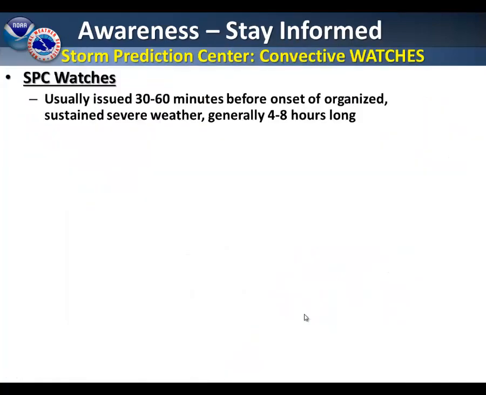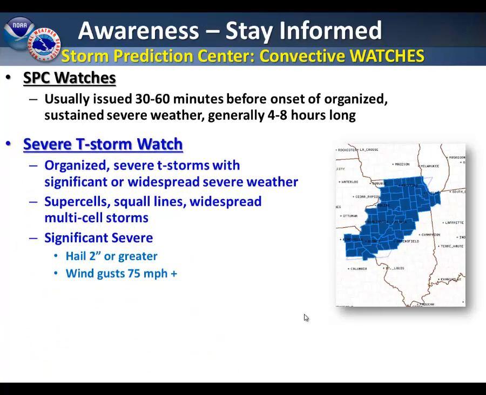The Storm Prediction Center usually issues their severe thunderstorm watches 30 to 60 minutes before the onset of organized sustained severe weather. That doesn't mean that you're not going to have any severe weather before that, but that's the point where they're starting to get organized. Watches generally range from about 4 to 8 hours in length.